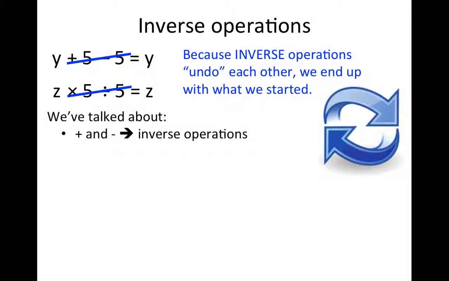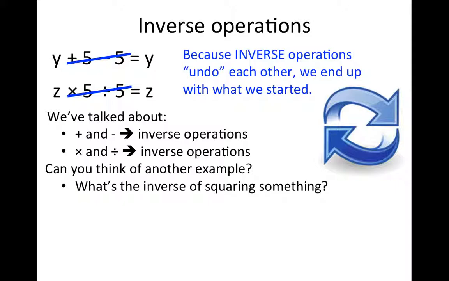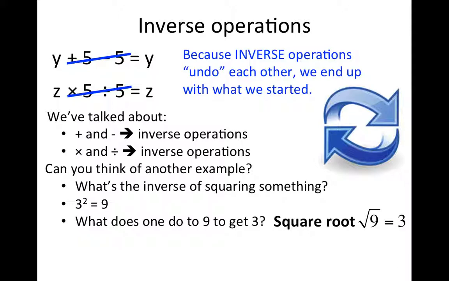And we've talked about the fact that addition and subtraction are inverse operations, as are multiplication and division. The question is, can you think of another example? What's the inverse of squaring something? So I know that 3 squared is 9. What does one have to do to get from 9 to 3? And the answer is square root. The square root of 9 equals 3.